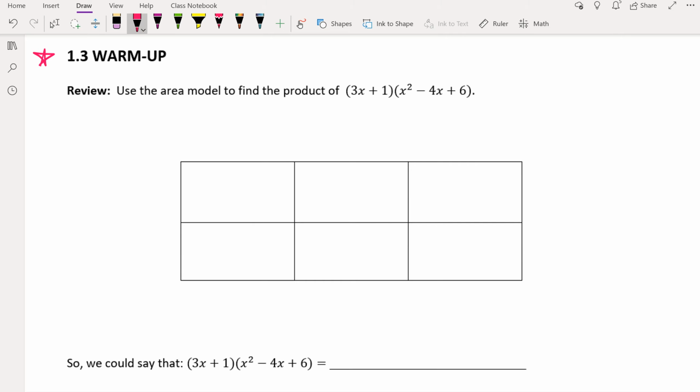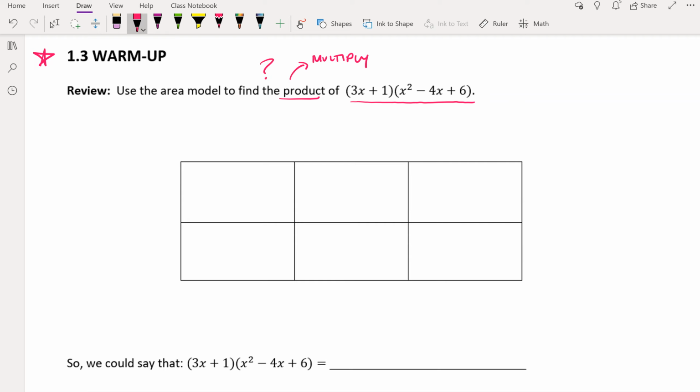Use the area model to find, the area model is the box, by the way, to find the product. What does product mean? So really quick, tell me, what does product mean? All right, hopefully you said multiply. Product just means multiply. So use the area model to find the product, or multiply these two things: 3x plus 1 times x squared minus 4x plus 6.